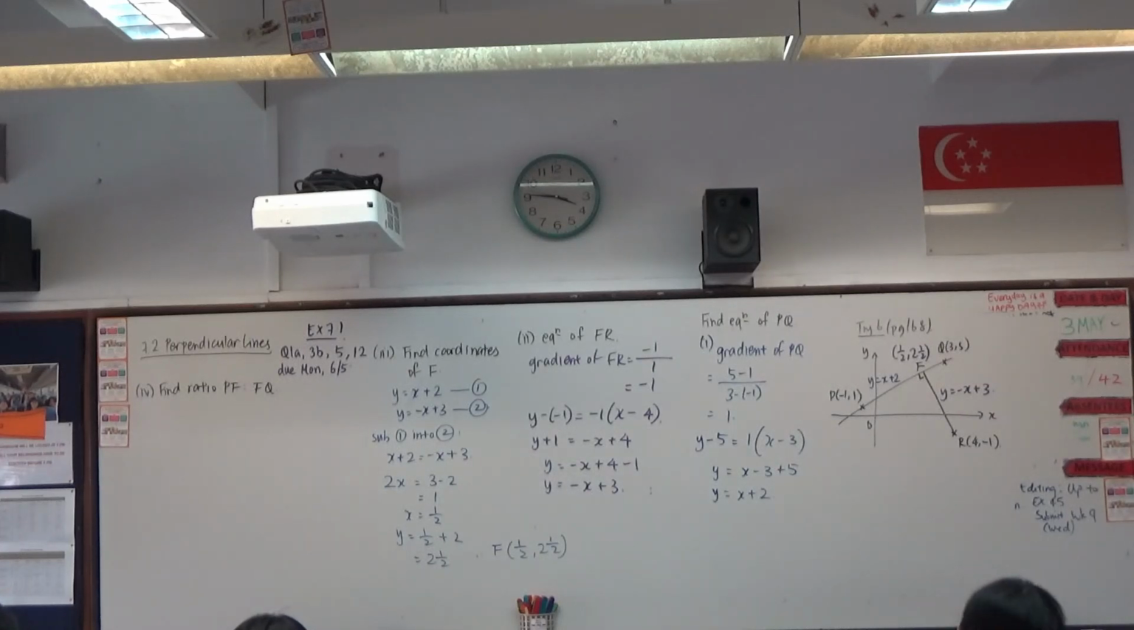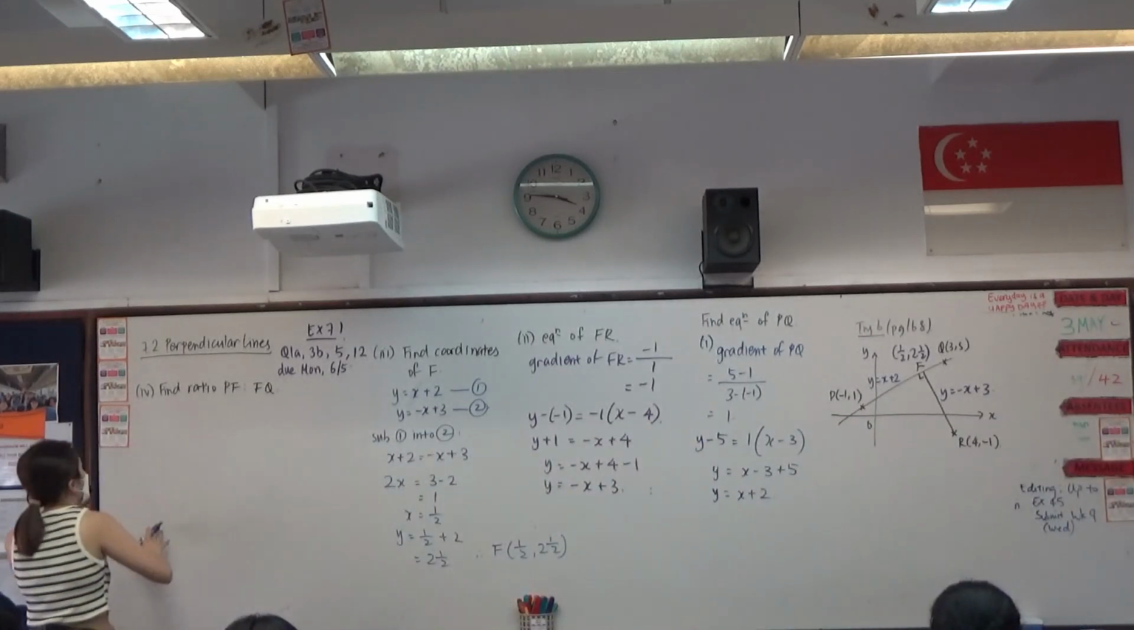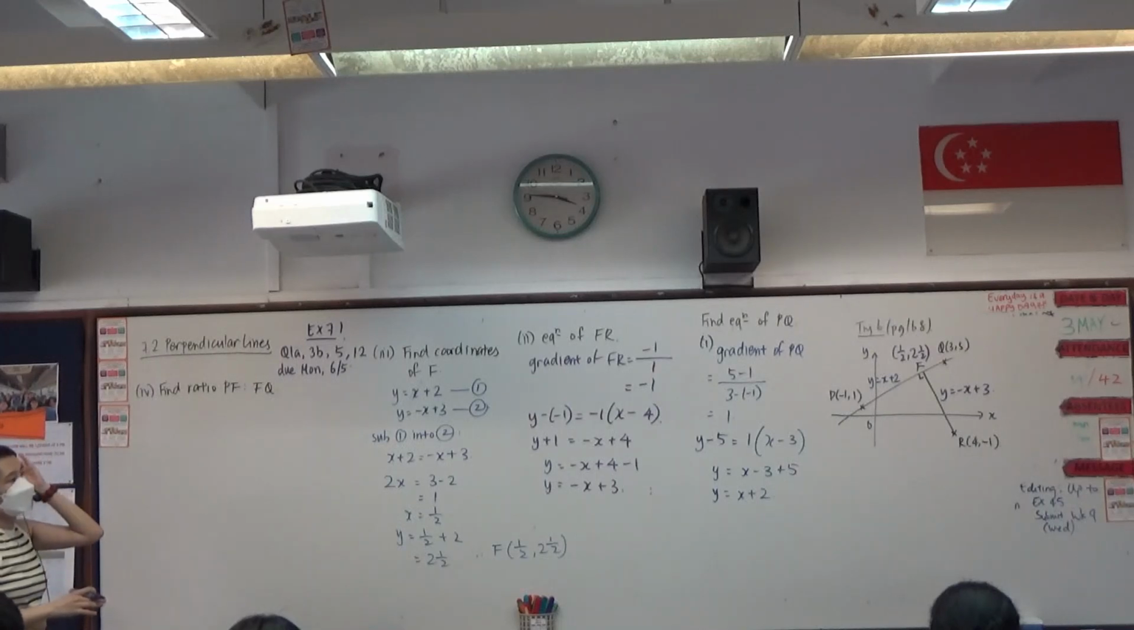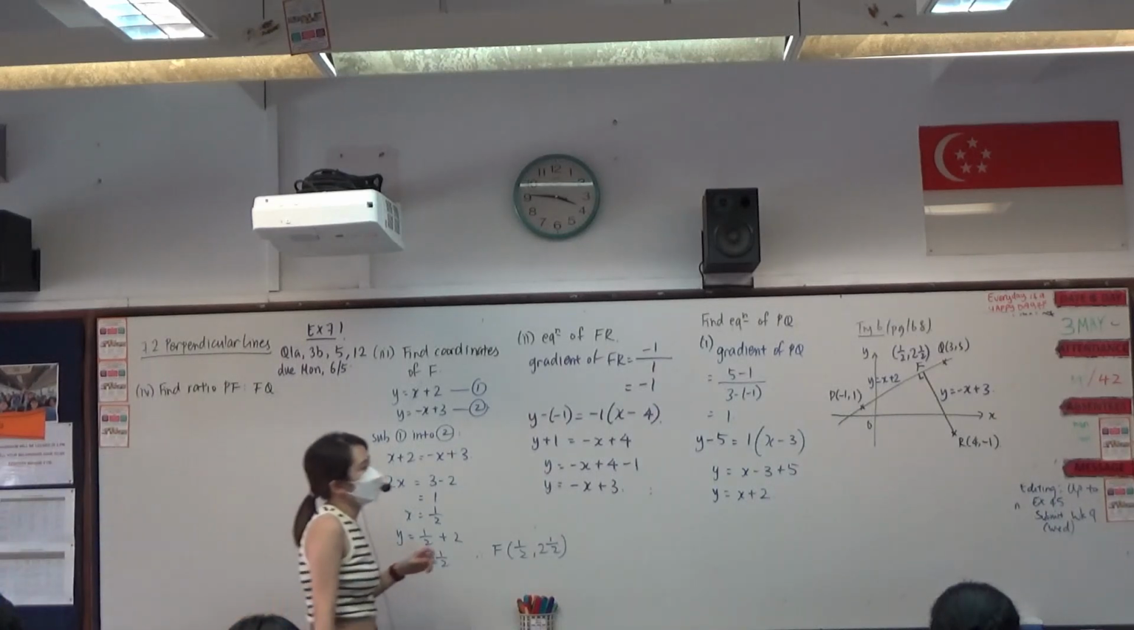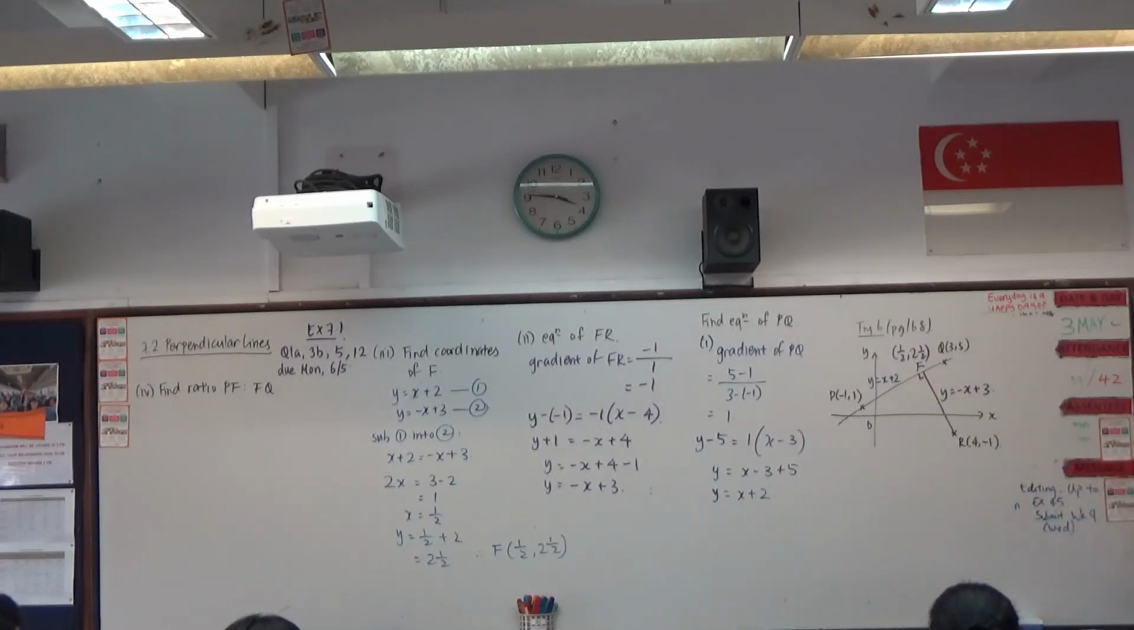Okay. In part 4, we want to find the ratio of PF to FQ. If you had watched the video for midpoint already, you will find a question like this looking familiar. I have explained it in the video. The question itself makes you think of maybe finding the length of the line segment PF and also the length of the line segment FQ, and then you literally go and find the ratio.